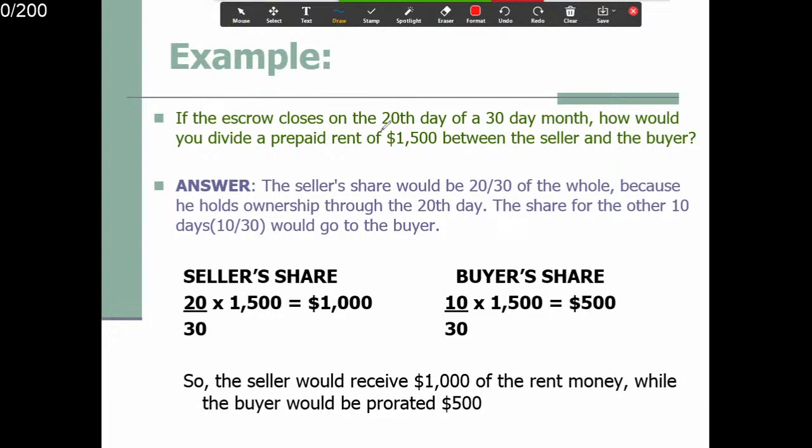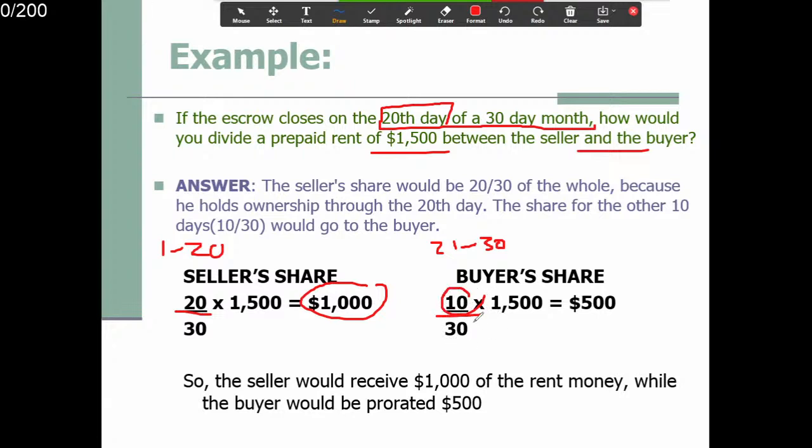If the escrow closes on the 20th day of a 30-day month, okay? 交易20号，这个月是30天的月，okay? How would you divide the prepaid rent of $1,500 between the seller and the buyer? 还有租金就拿1500，你怎么去分配？So the seller share is always up to the date, okay? So they got 20, right? 1 to 20. 20 days, right? Divided by 30 times 1,500. So seller gets 1,000. The buyer, the new landlord, right? So it's 21 to 30. Okay, 10 days divided by 30 times 1,500, $500. So the seller will receive $1,000 of the rent money, while the buyer will be prorated 500.